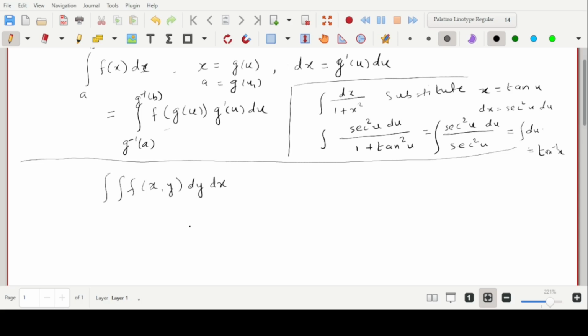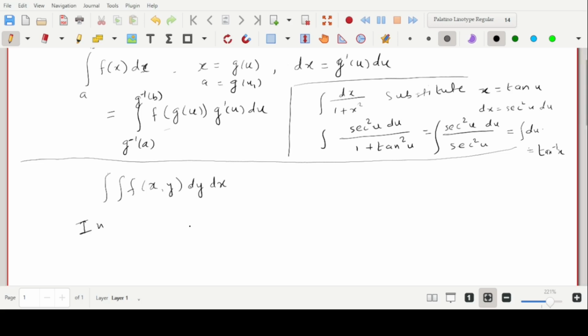We want to do something similar here in case of two variables, but here we have some more difficulty. It is not as simple as this. Here we have two variables x and y, and therefore we shall have to replace them with two new variables, let's say u and v.